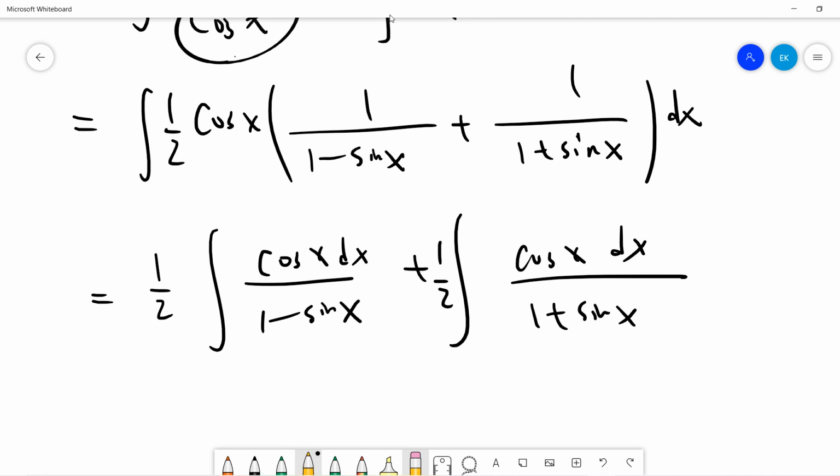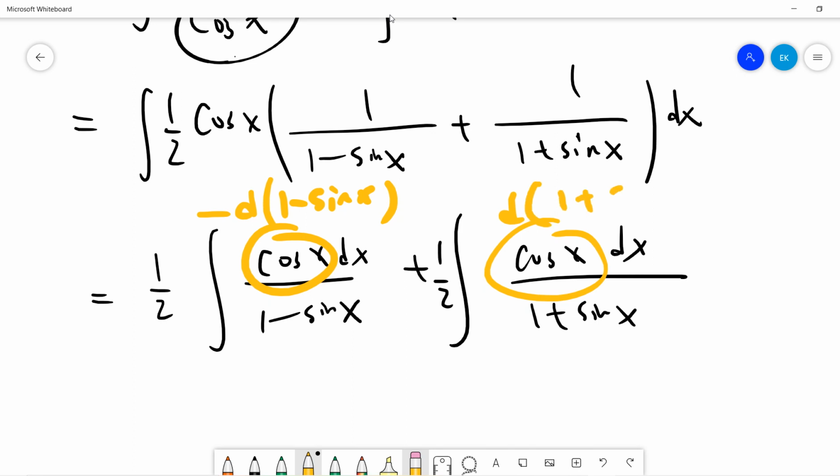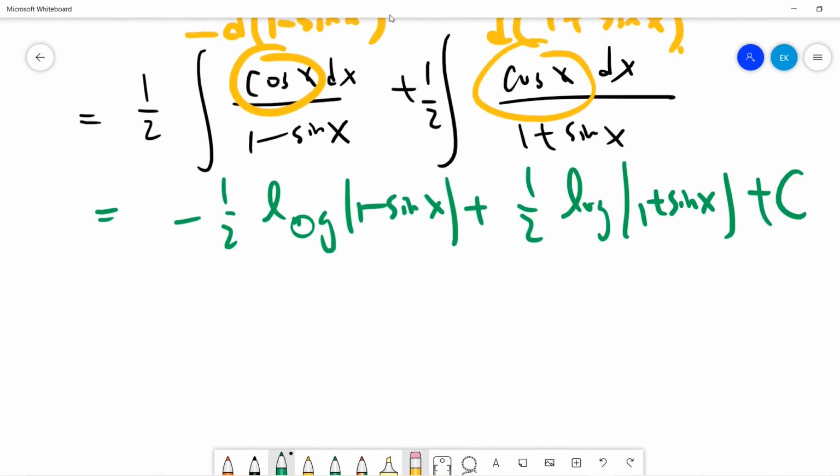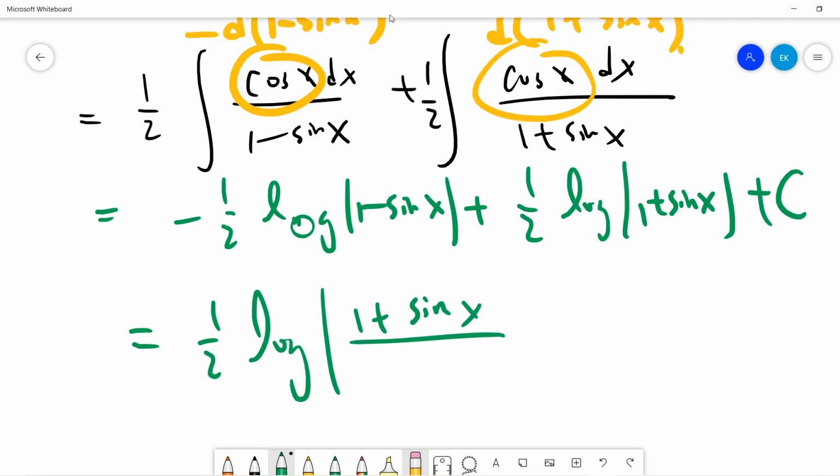Because this term can be written as d of 1 minus sine x, since the sine derivative is cosine, so you need to add the minus sign, and the last term can be written as d of 1 plus sine x. So the first term will be minus half log of 1 minus sine x plus half log of 1 plus sine x plus a constant. Combine everything, and you get half log of 1 plus sine x divided by 1 minus sine x plus a constant.